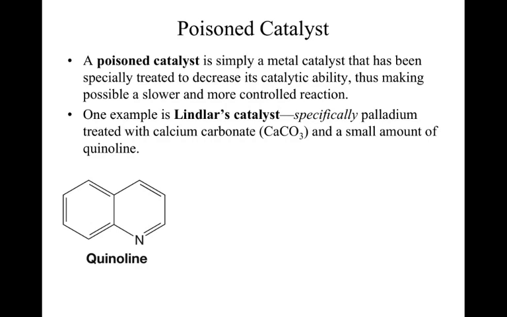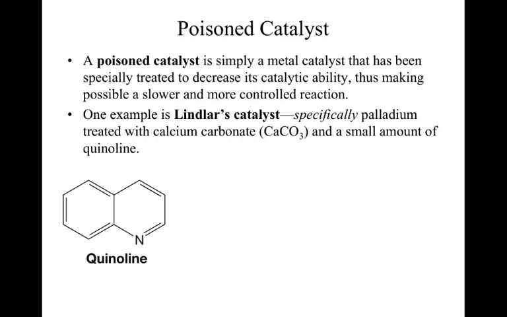Our poisoned catalyst is just our platinum or palladium catalyst that has been treated to prevent the adsorption of pi bonds. This makes it a slower reaction and a lot more controlled. We can then get better results. A specific example of this poisoned catalyst is something known as Lindlar's catalyst. So you may see it named as opposed to actually drawn out as the reagents. It is specifically palladium metal treated with calcium carbonate and a small amount of quinoline.